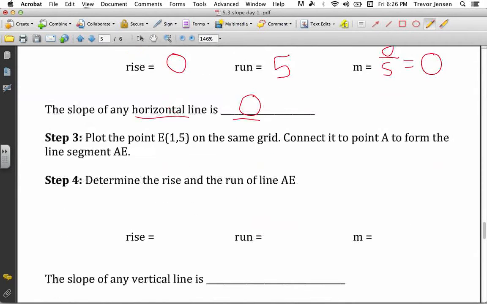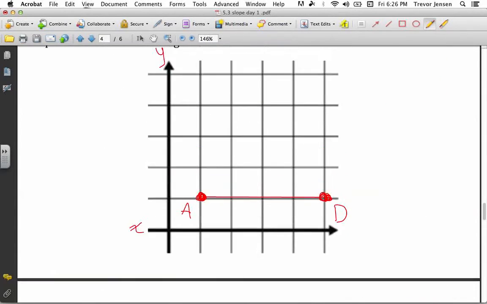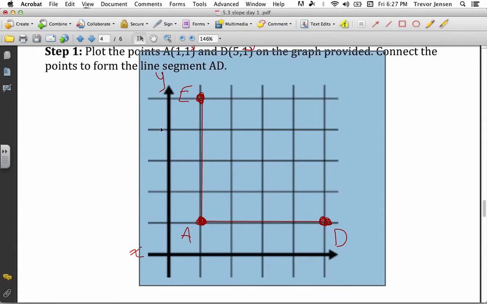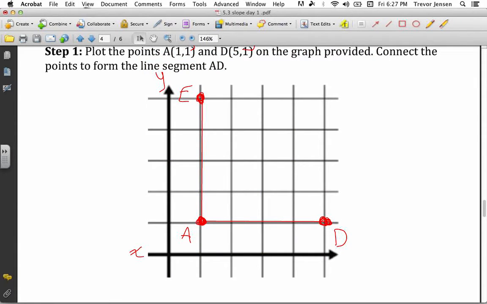Now let's do a vertical line. So let's plot the point E(1, 5) on the same grid. So on the same grid, point (1, 5), that means when x equals 1, y is equal to 5. So 1, 2, 3, 4, 5. Here's point E. Connect those points with a straight line. I'll just move it to get it connecting them better. Hopefully you can see that. So I've drawn a line connecting points E and A, and you'll see that's a completely vertical line.